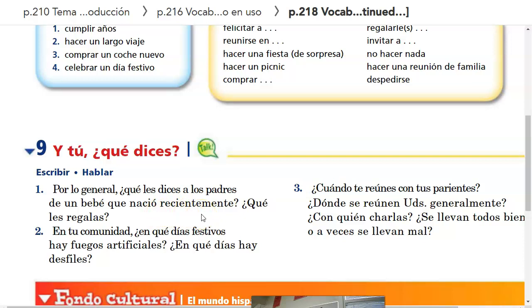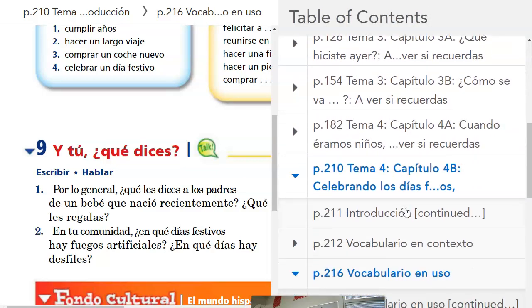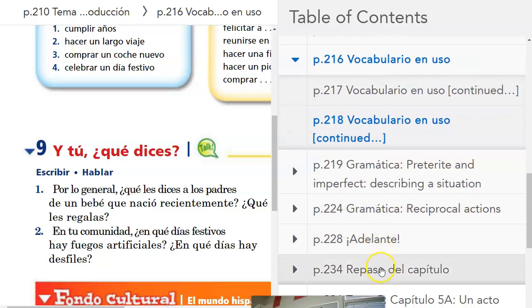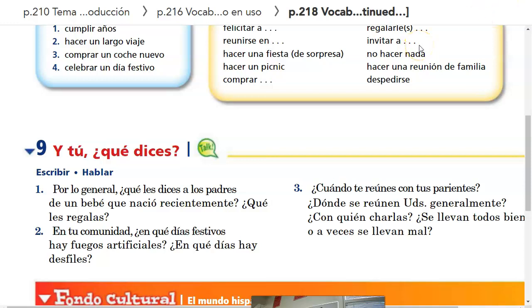If you look in your key vocabulary for page 212, 213, or the back of the chapter, which I believe is page 236, or if you guys look in Quizlet, where you have all the key vocabulary for chapter 4b, and actually it's page 234, forgive me, at the very end of the chapter. So what phrase or expression would we say en español a los padres de un bebé que nació recientemente?